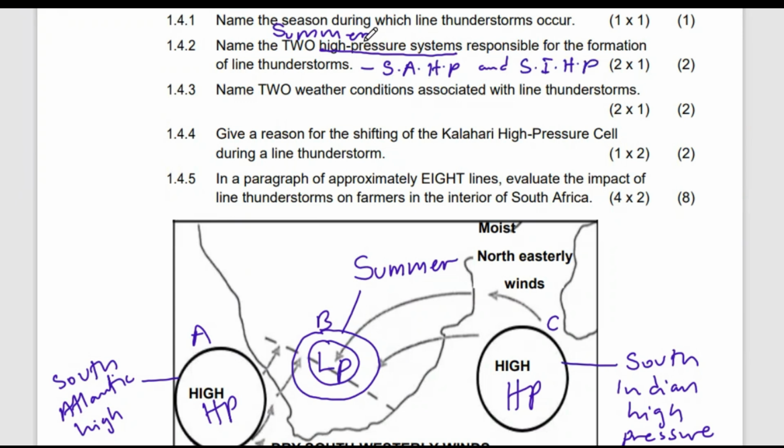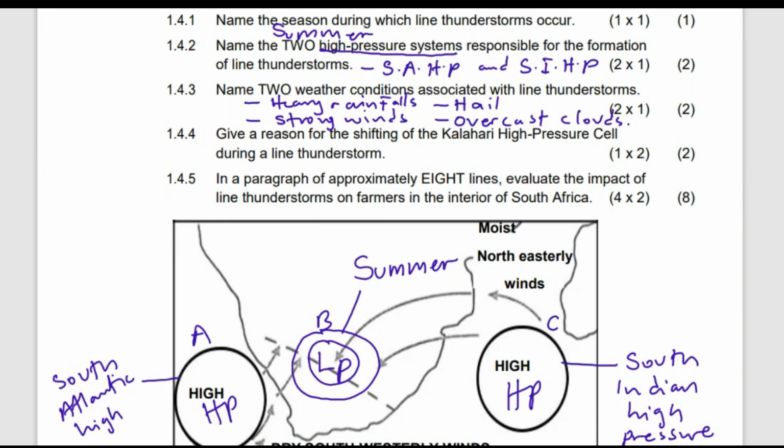Good. Number 3, name two other conditions associated with line thunderstorms. So during line thunderstorms, what are the conditions? We're going to experience heavy rainfalls, there will be strong winds, there could be high chances of hail, there will be overcast clouds, but they only need two. All right, so those are the different conditions that will develop during line thunderstorms.